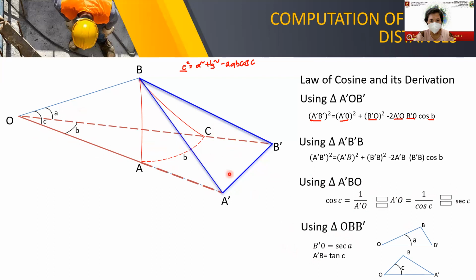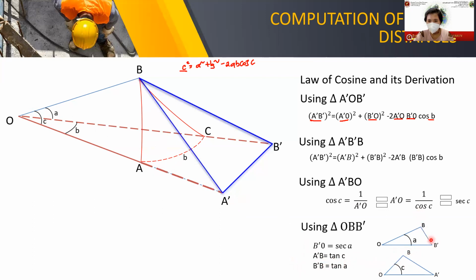Another, we have A prime, B prime, A prime B. Asan yung ating A prime? So this is A prime and the B. So is equivalent to tangent C, since yung ating C ay andito. So opposite over adjacent. So we can compute tangent C. Another also, and my illustration it was madali. We have B prime B.